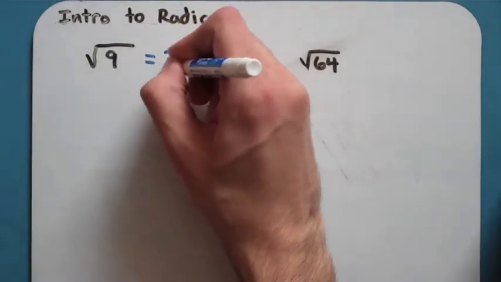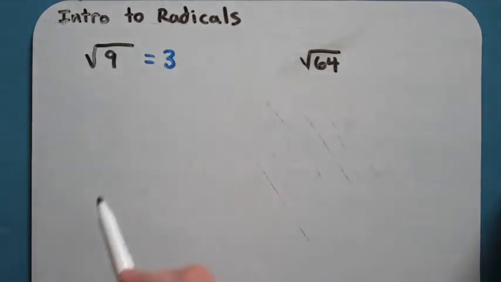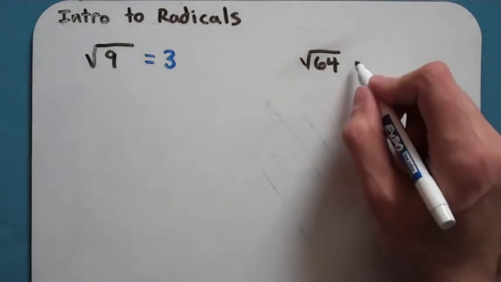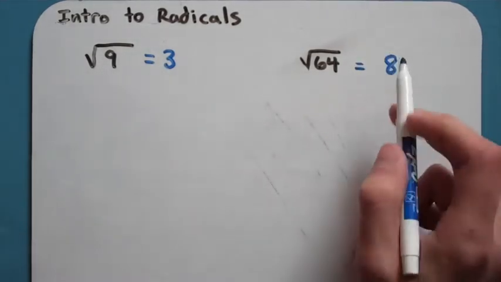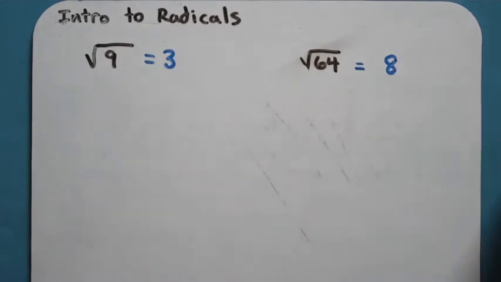The answer to this is 3, because 3 squared is 9. The square root of 64 is 8, because 8 squared gets me 64. So when we do roots so far, we've always been saying, what number squared gets me where I want to be? Sometimes, though, you could be dealing with other types of roots. We're talking about what number cubed gets you a certain answer, what number to the 4th power or to the 5th power, or so on. So we need a new symbol for that.